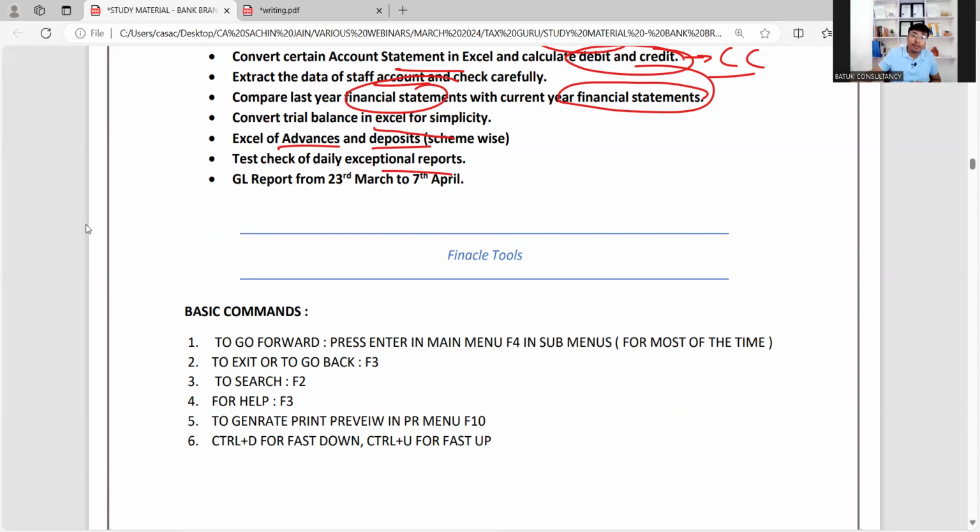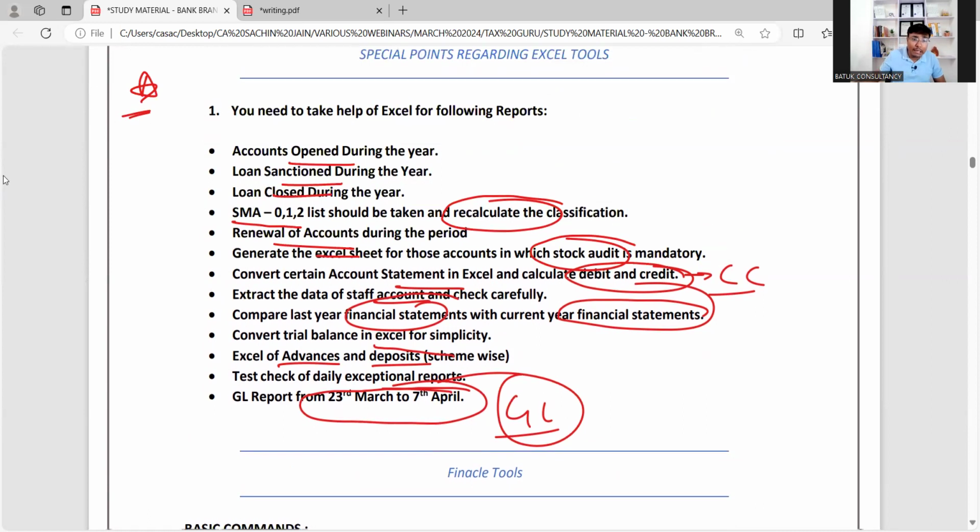GL report from 23rd March to 7th April, we are going to demand that journal ledger report, and in that journal ledger report we are going to check the transfer of entries. कोई entry for the audit, बैंक ने 25th of March को कुछ गड़बड़ घोटाला कर दिया, and then after that they rectify the same on 3rd of April. In that case the same can be identified through that GL report. So these are the important Excel reports which we need to demand for the audit in an effective way.